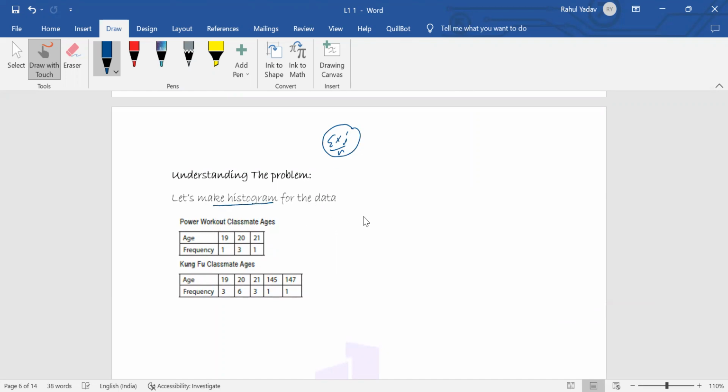So histogram is basically making some visualization for the data. If I go for this particular data, the power workout classes, we have frequency over here and age group over here. Coming to this 19 only, initially this is 19, this is 20, and this is 21. And if I say this is our 1, this is our 3.